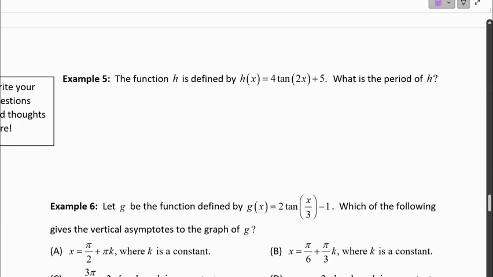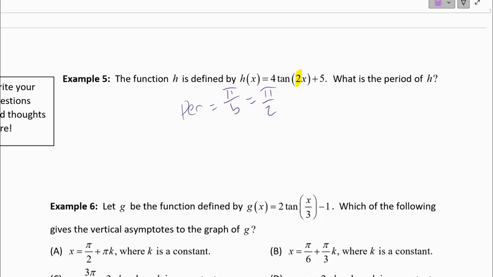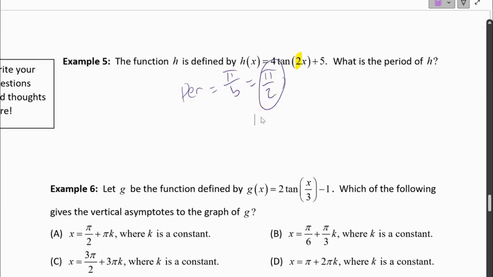Example 5. Again, this is function h defined by this function here, and it wants the period. The period, just like always, depends on the b value, but unlike sine and cosine, instead of 2 pi over b, we're going to do pi over b. So in this case, it's pi over 2, and there you go. That's it. Nothing too crazy there. It's very similar to what we've been doing, but now it's just pi instead of 2 pi.